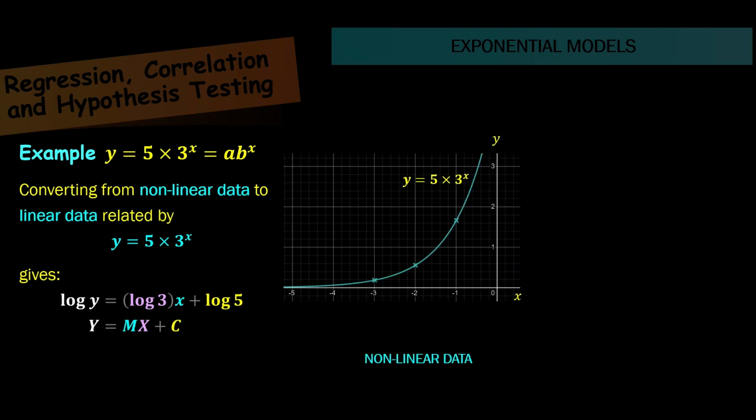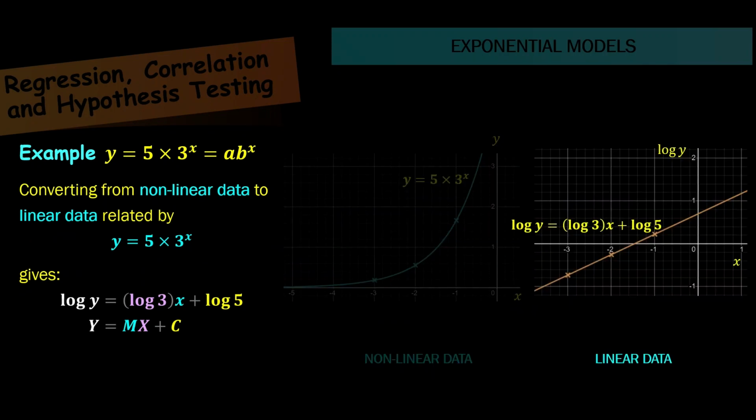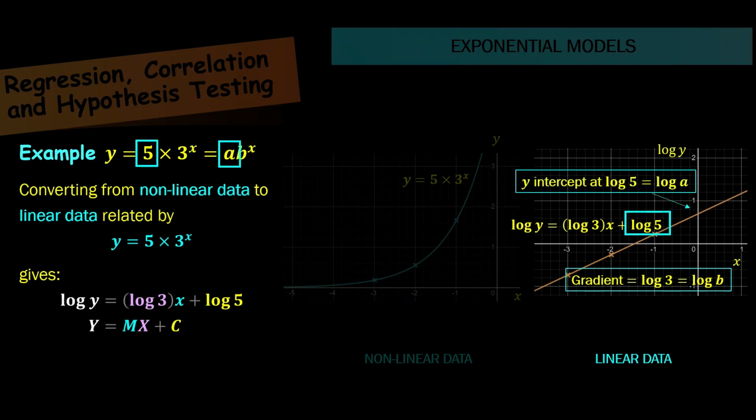So if we sketch these graphs, here's the equation y equals 5 times 3 to the x plotted on a graph. And here's the equation log y equals log 3 times x plus log 5 plotted on a graph. Clearly this is linear. The gradient for this graph is log 3 equals log b, and the y-intercept is at log 5 equals log a.